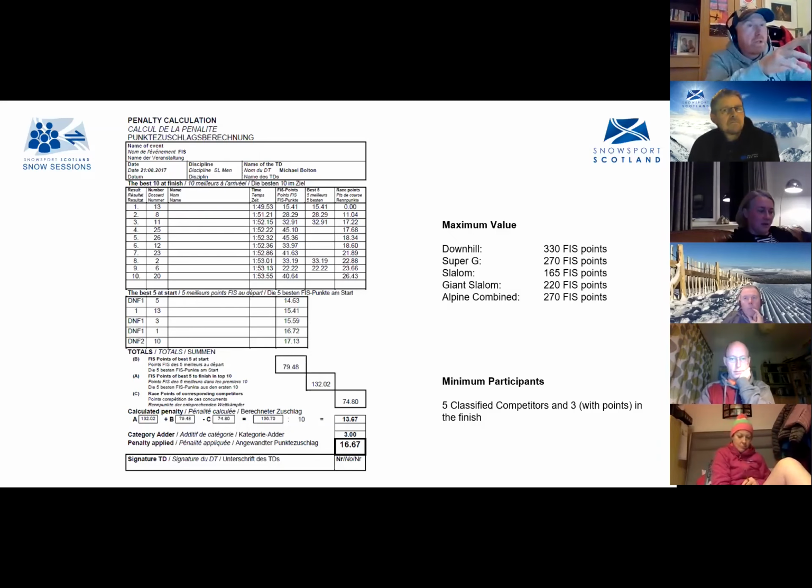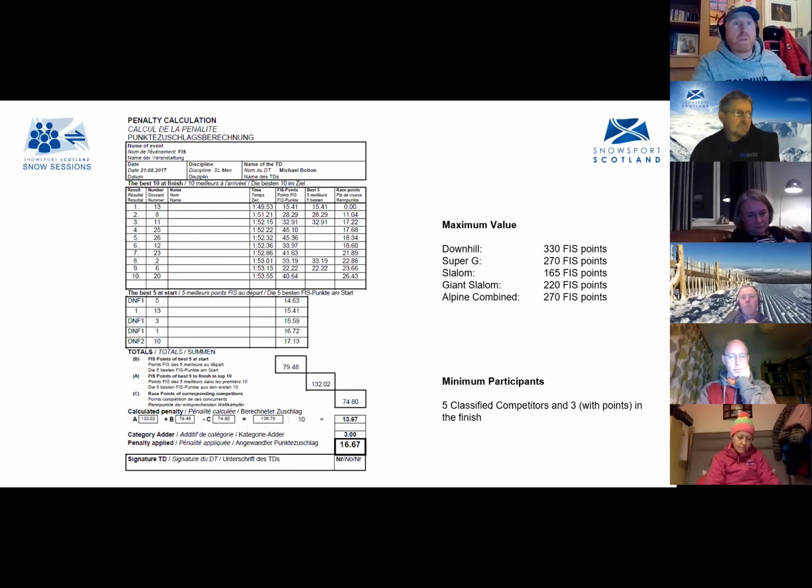When we're making this calculation, this is a FIS example. BAS is exactly the same, but if you just see down the bottom right, there's a category adder there, which again is on that later document that is the first page of the FIS point list. You only have to worry about that at FIS. At BAS, that doesn't exist. So the penalty in a BAS race in this circumstance would be 13.67, no adder.